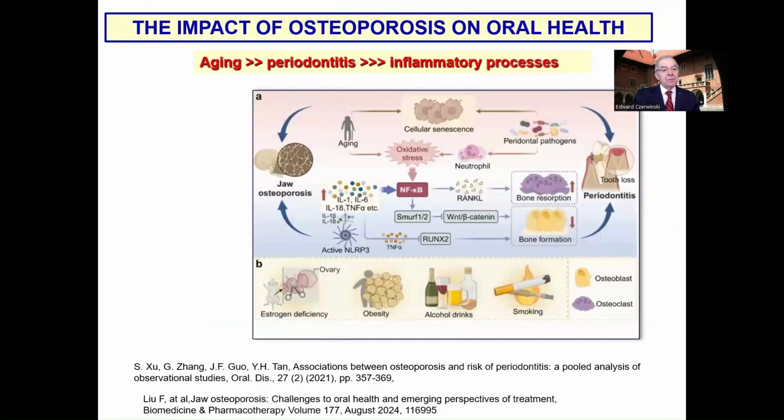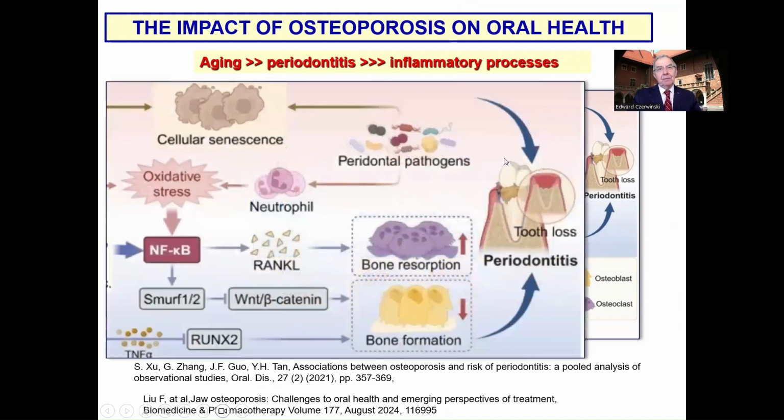So we have an elderly patient who has osteoporosis. Aging causes periodontitis, inflammatory process, and osteoporosis. It is a quite complicated process which leads to tooth loss and periodontitis, and you see quite similar action like in osteoporosis, which will accelerate that.